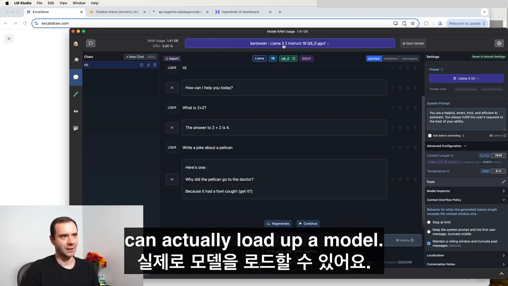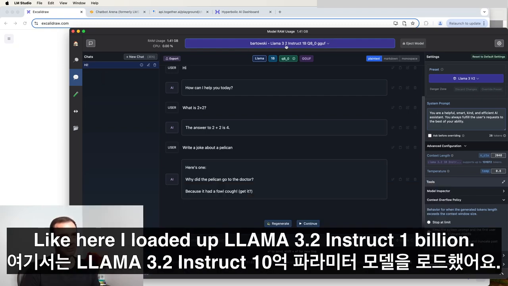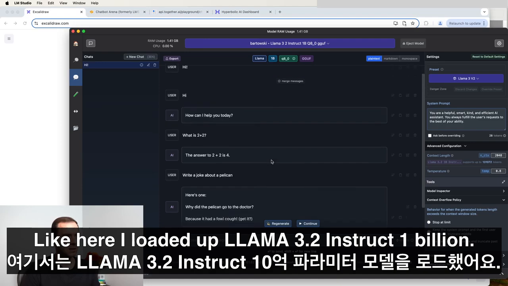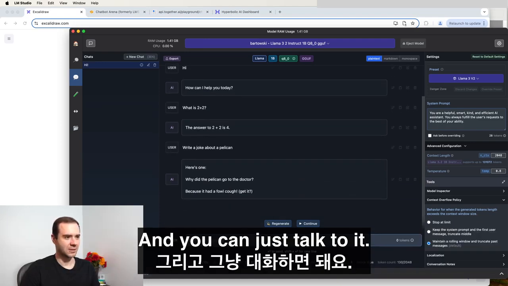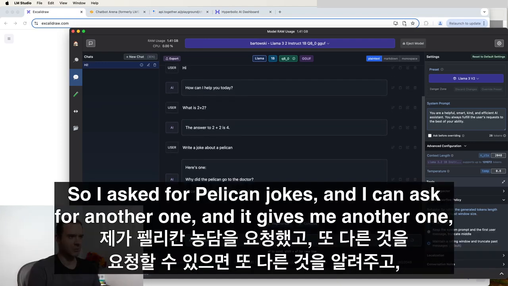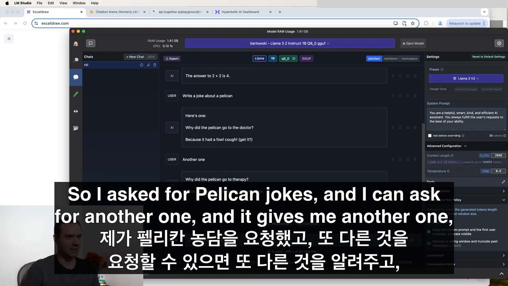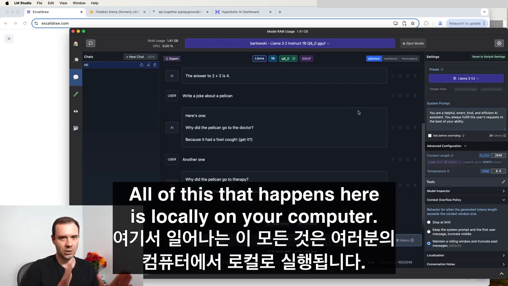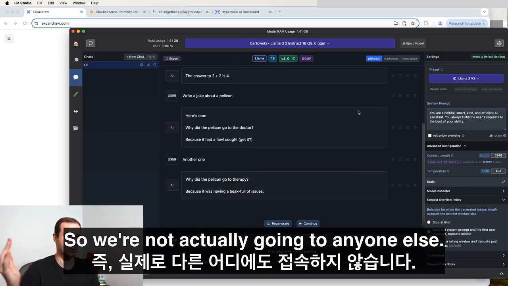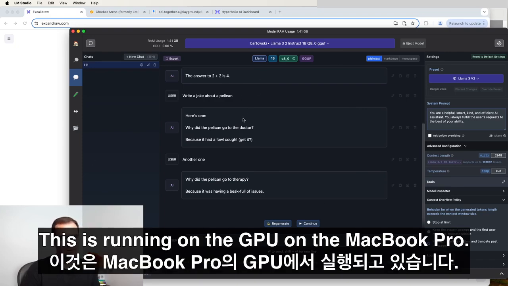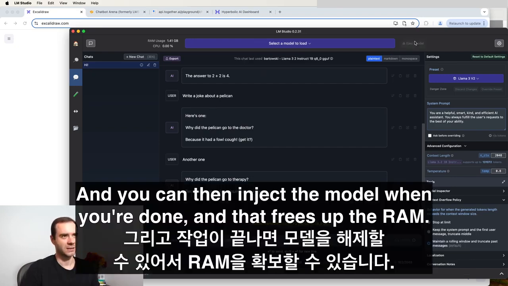But once you actually understand how it works, and that's a whole separate video, then you can load up a model. Like here I loaded up a Llama 3.2 instruct 1 billion, and you can just talk to it. So I ask for pelican jokes, and I can ask for another one, and it gives me another one, etc. All of this happens locally on your computer, so we're not actually going to anyone else. This is running on the GPU on the MacBook Pro. So that's very nice. And you can then eject the model when you're done, and that frees up the RAM.